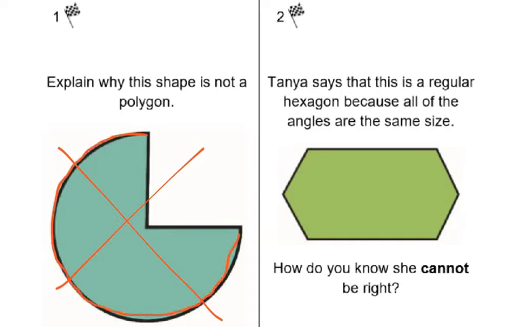Okay, the second one. Tanya says that this is a regular hexagon because all the angles are the same size. How do you know she cannot be right? Have a think about that one. Why is this not regular? Did you pick up on these 2 sides here? They're longer than the other 4. And all the sides have to be the same length. So it's not regular because not all the sides are the same length.